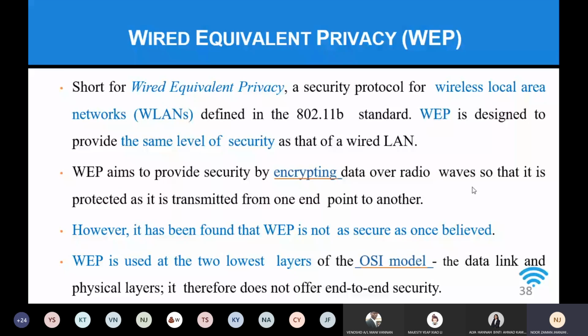That's why most of the algorithms designed for wireless networks are different from those for the wired network. Now the point is that it has been found that WEP is not as secure as once believed. When they came up with this algorithm, they thought it was good, but actually it was not good, and it is not good.